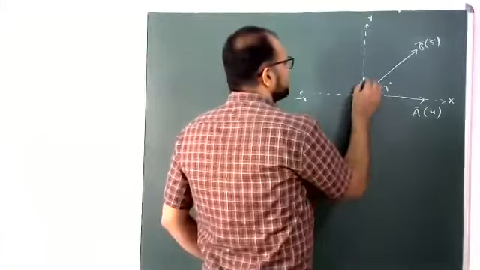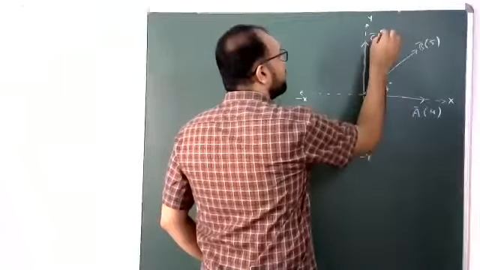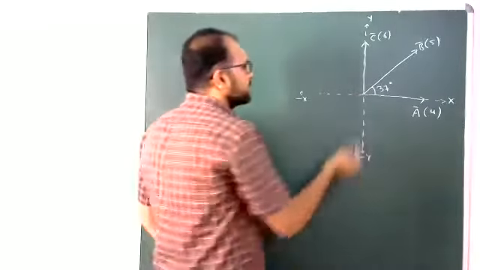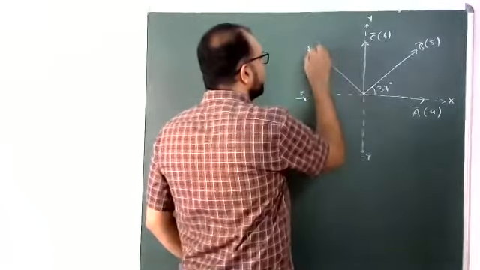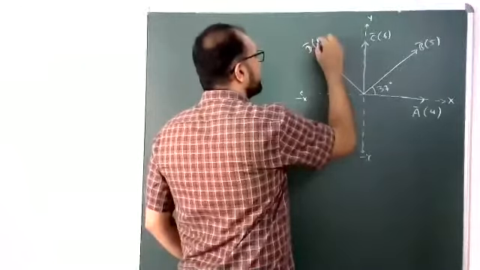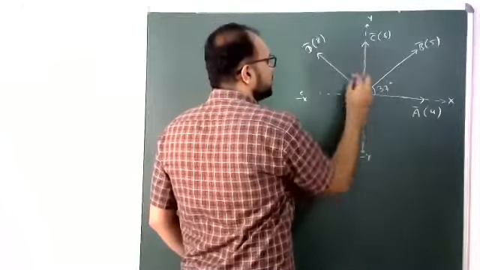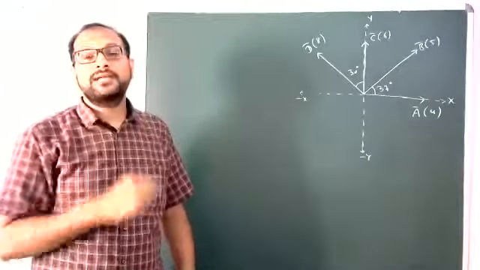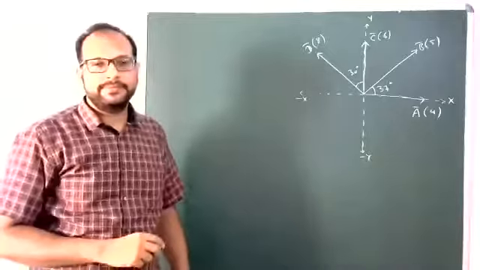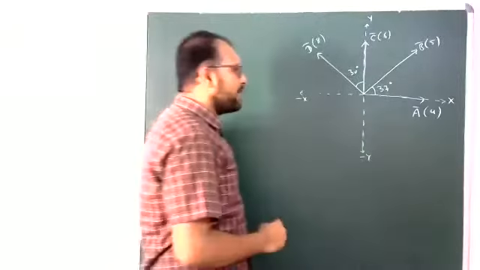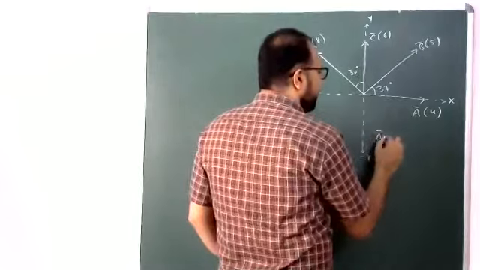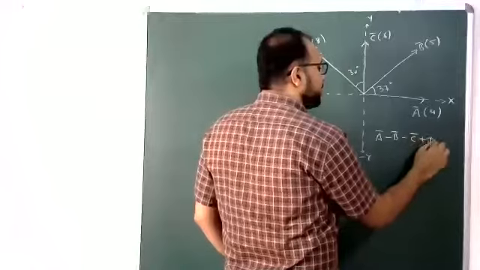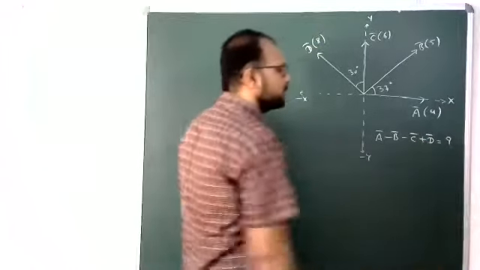Next, students, C bar, magnitude 6. Next, D bar, magnitude 8. So this is 30 degrees. So 4 vectors are there, all in the xy plane. Now the target is A bar minus B bar minus C bar plus D bar equal to question mark.